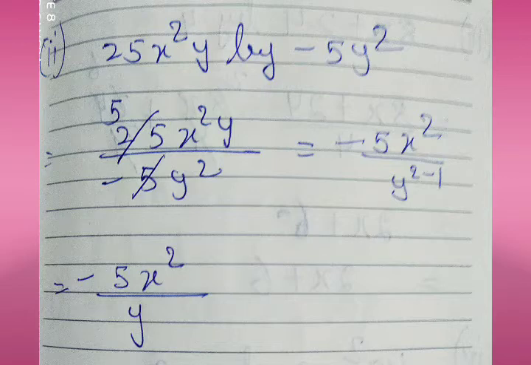Denominator is greater than the numerator means what? Means the power of y is 2 in the denominator and the power of y is 1 in the numerator. So in the denominator we will do the subtraction of the powers. So minus 5x square divided by y, and this is the answer.